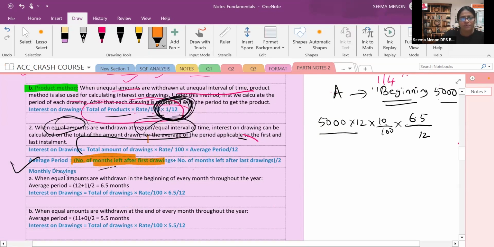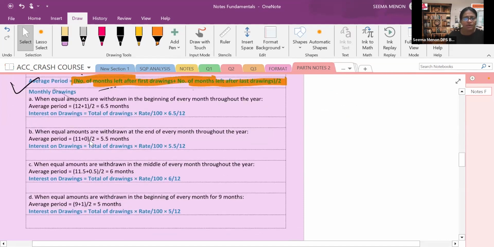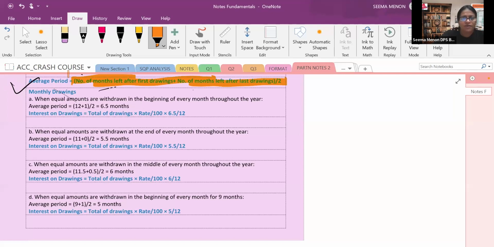Number of months left after first drawing plus number of months left after last drawing, upon 2. Now children, come back to the topic again. Here it is again mentioned: monthly drawings. When equal amounts are withdrawn at the beginning of every month, what will you write?